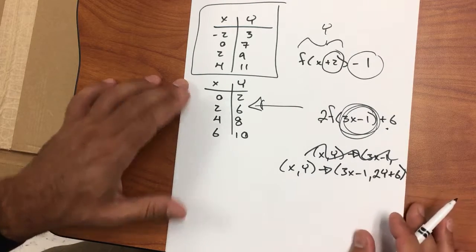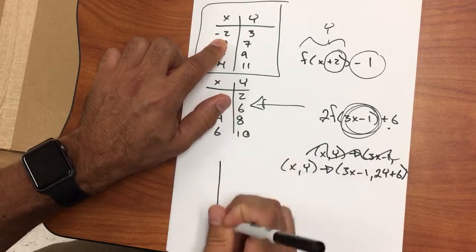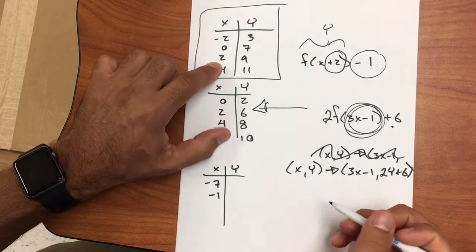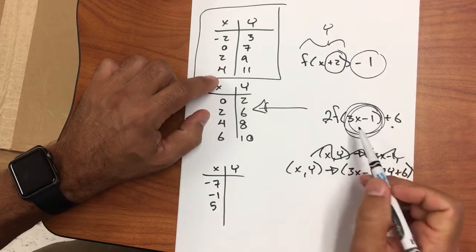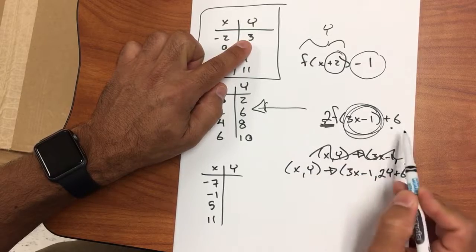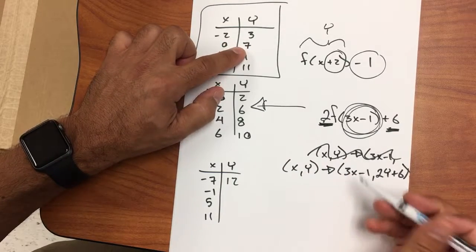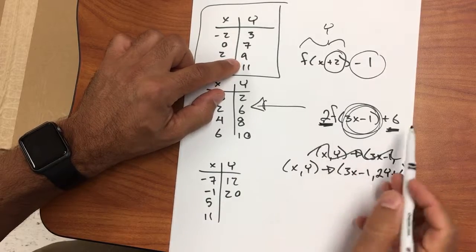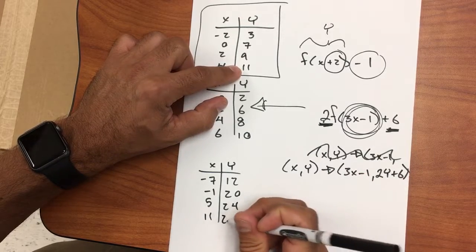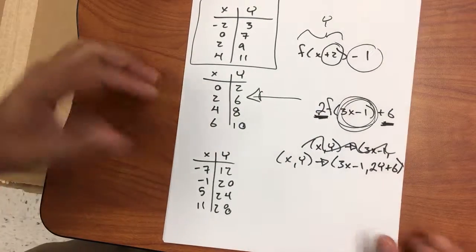And I'm going to go through the process. So for my x's, I'm going to do 3 times negative 2, negative 6, minus 1, negative 7. 3 times 0 is 0, minus 1, negative 1. 3 times 2 is 6, minus 1 is 5. 3 times 4 is 12, minus 1 is 11. The y's I'm getting multiplied by 2, and then I'm adding 6. So 3 times 2 is 6, plus 6 is 12. 7 times 2 is 14, plus 6 is 20. 9 times 2 is 18, plus 6 is 24. 11 times 2 is 22, plus 6 is 28. So that's it, really. That's what we're doing here with these guys. We're going to do a whole bunch of examples like this.